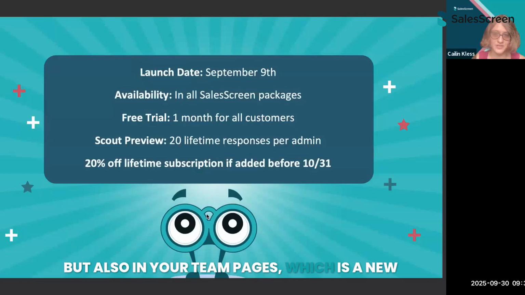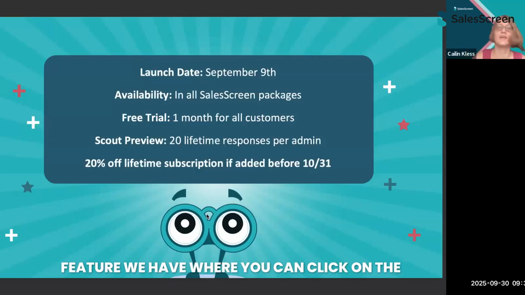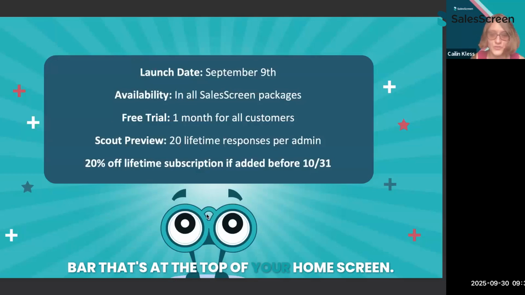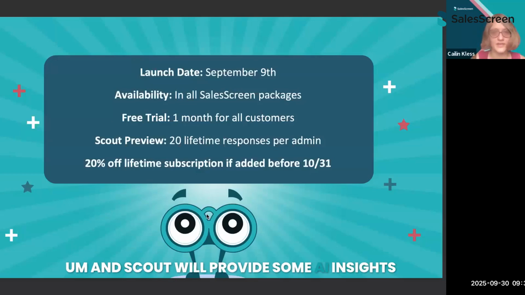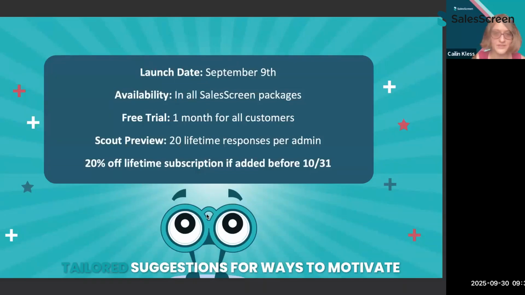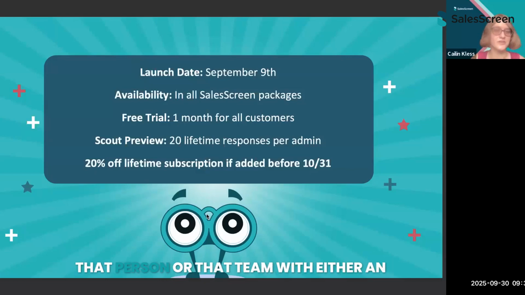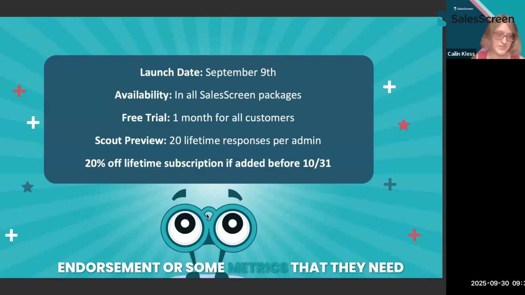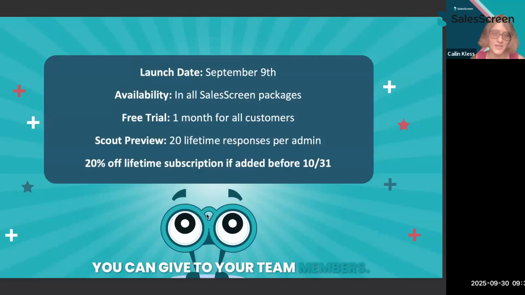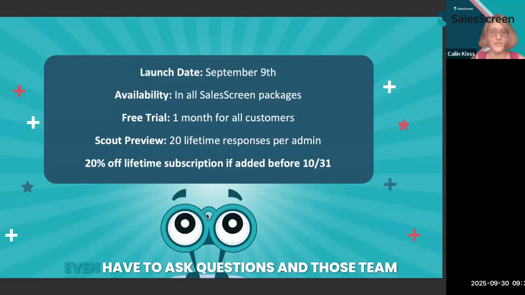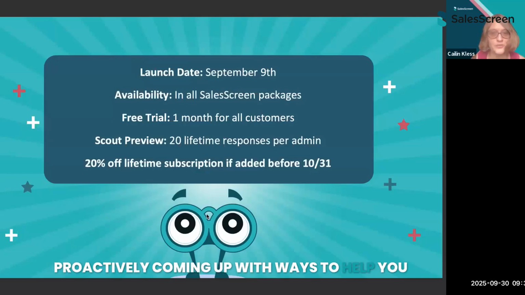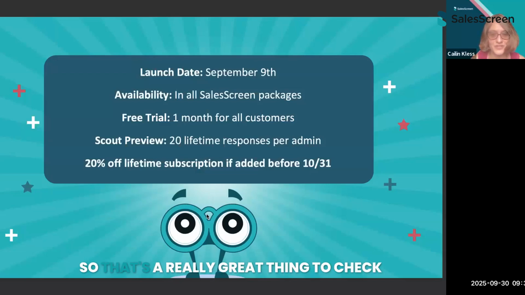So we definitely encourage you to go check out Scout, not just in the chat, but also in your team pages, which is a new feature we have where you can click on the highlighted team name in your feed or go searching for a certain team in the search bar that's at the top of your home screen. And Scout will provide some AI insights there on each team and also on your player profile pages, where it'll give you some tailored suggestions for ways to motivate that person or that team with either an endorsement or some metrics that they need to pull up. It will suggest sometimes a mission that you can give to your team members. It's a really nice place where you don't even have to ask questions in those team and player profiles. Scout is going to be proactively coming up with ways to help you engage your team. So that's a really great thing to check out.